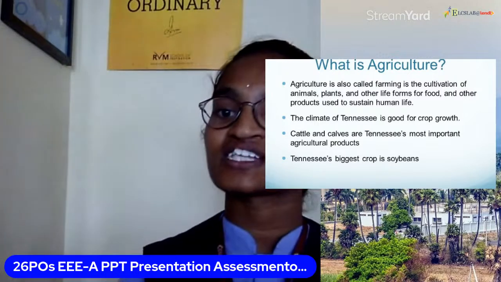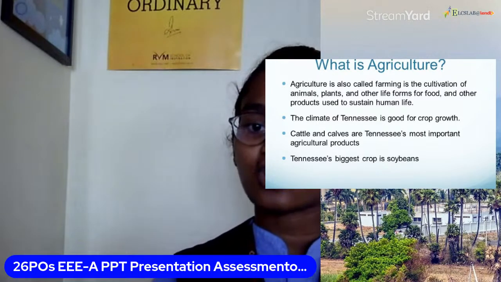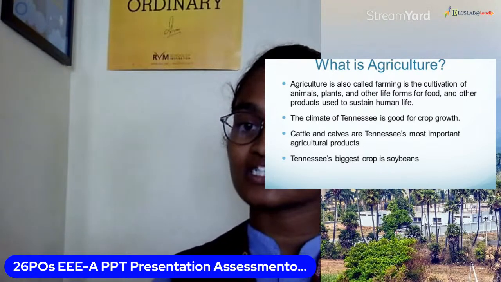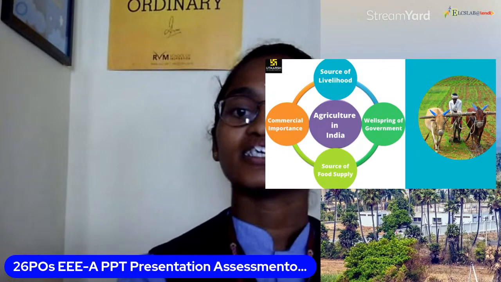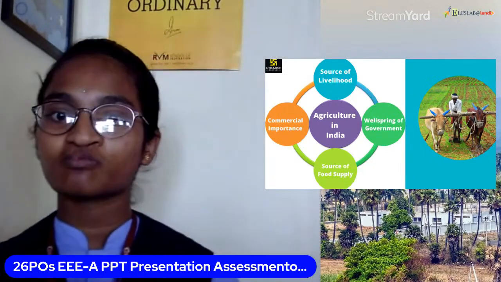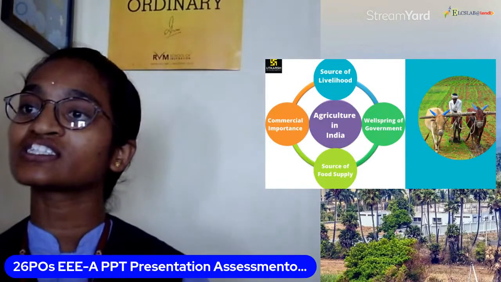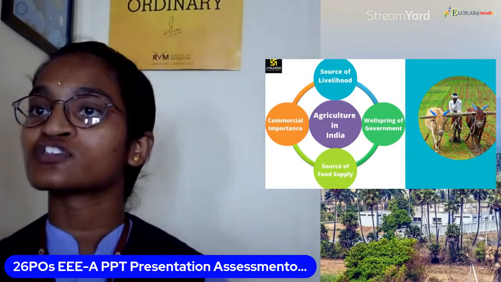The climate of Tansy is one type of crop. That crop is the biggest crop in soya beans. From agriculture, there are so many sources, like source of livelihood, wellspring of government, and commercial. From agriculture, we can earn a lot of money, and it is a source of food supply.